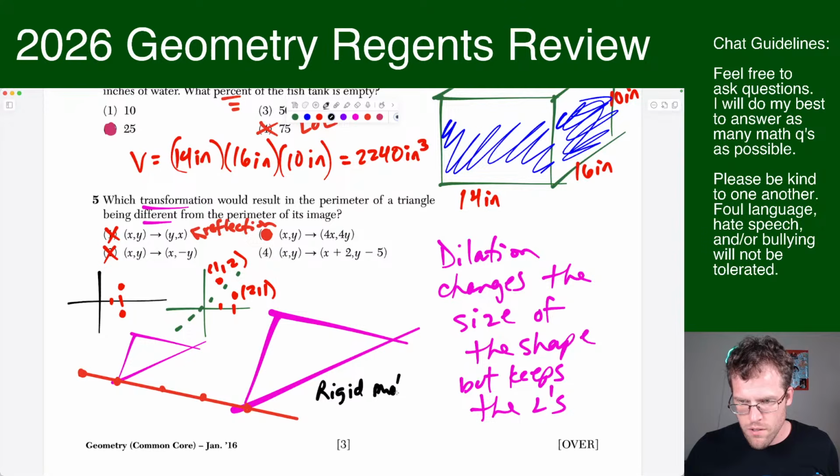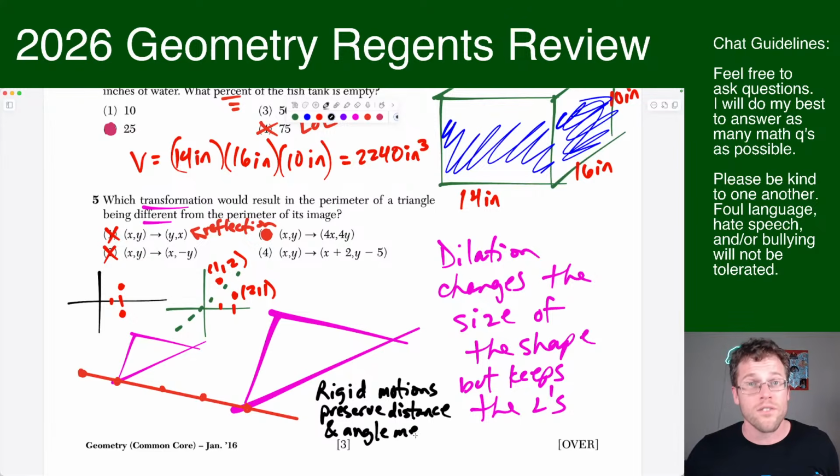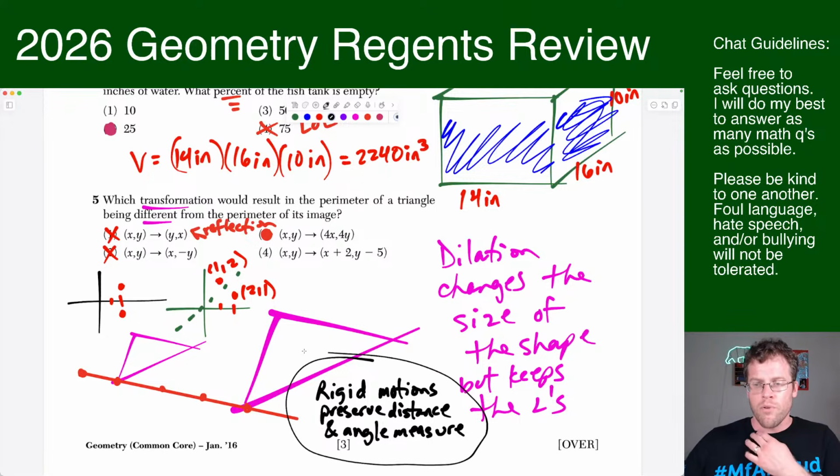Rigid motions preserve, let me make that neater. That's my worst lowercase m I've written in a while. So rigid motions preserve distance and angle measure. So just make sure when they say, using proper explanation, why these triangles are congruent with this sequence of transformations, say that sentence: rigid motions preserve distance and angle measure. Therefore, the shapes are congruent. They love hearing that when they grade because it's so familiar.